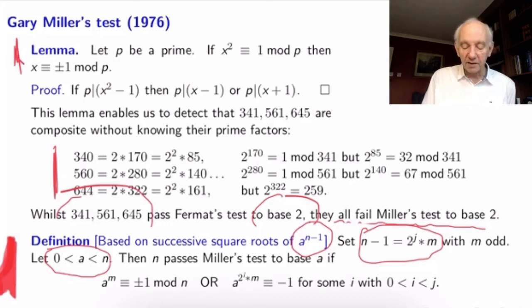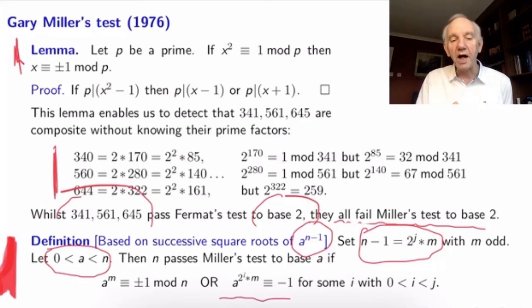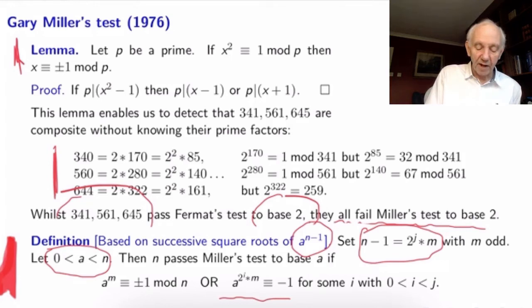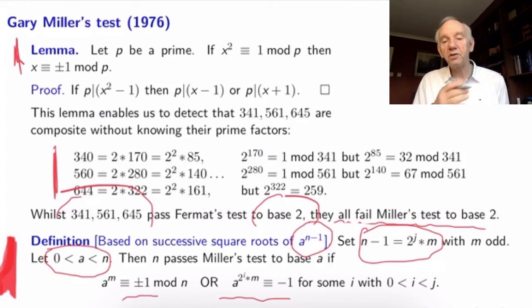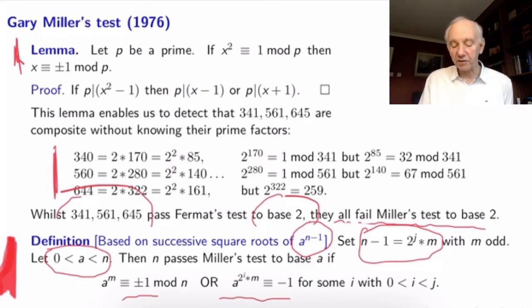So if we get minus 1 anywhere on the way, or the other scenario is that we go all the way down to the lowest, we keep taking square roots and we still have 1 at the end of the day. So we have 1 or minus 1. If we take a to the power m, which is the smallest square root we can find, so we keep dividing the exponent by 2 and eventually we get an odd number.